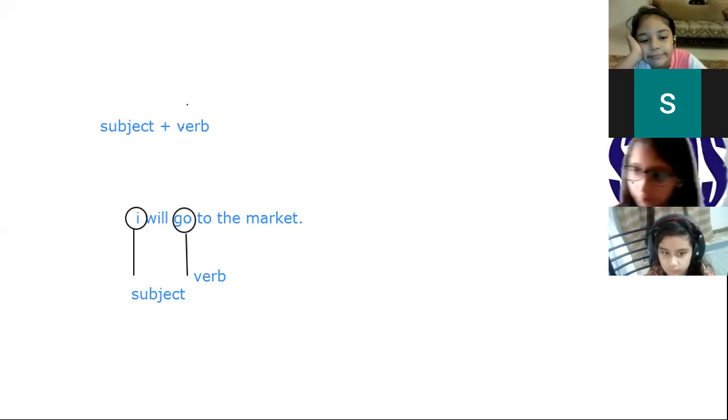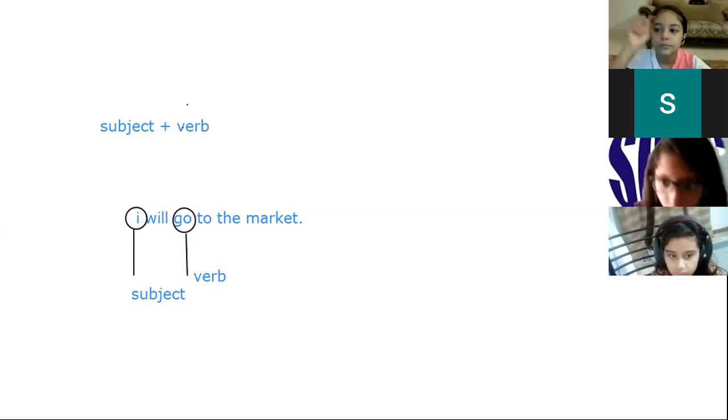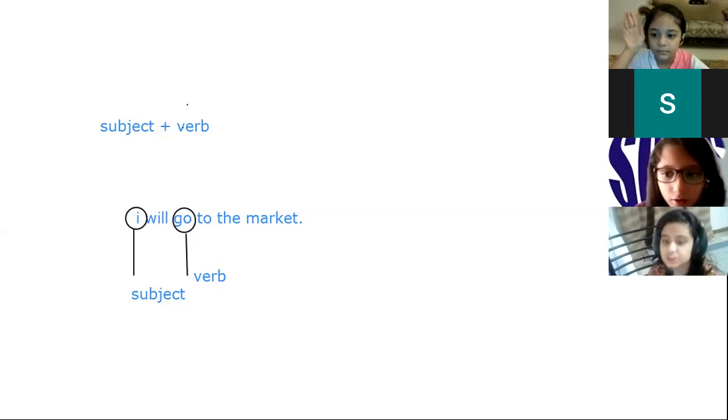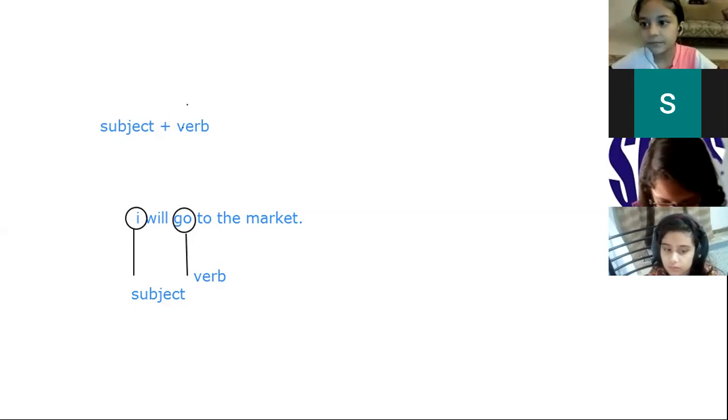If I will say, she will go to the market. What is the subject in this sentence? She will be the subject in this sentence. And what will be the verb? Go will be the verb.